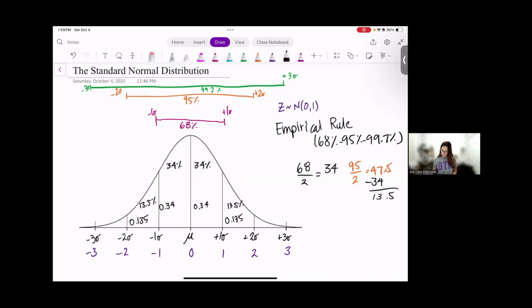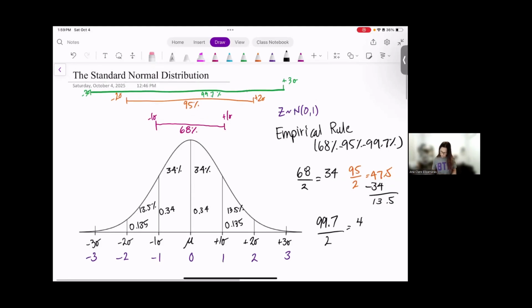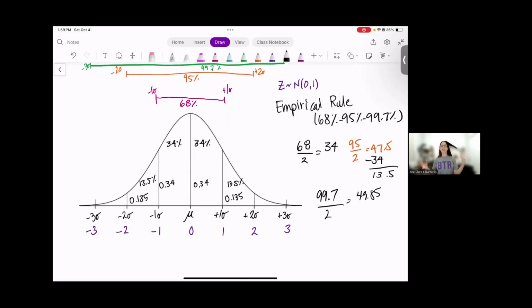What about 99.7? 99.7 divided by 2 is, I believe, 49.85. Yes. However, we've already accounted for the 95, which was split into 47.5. So we need smaller portions.